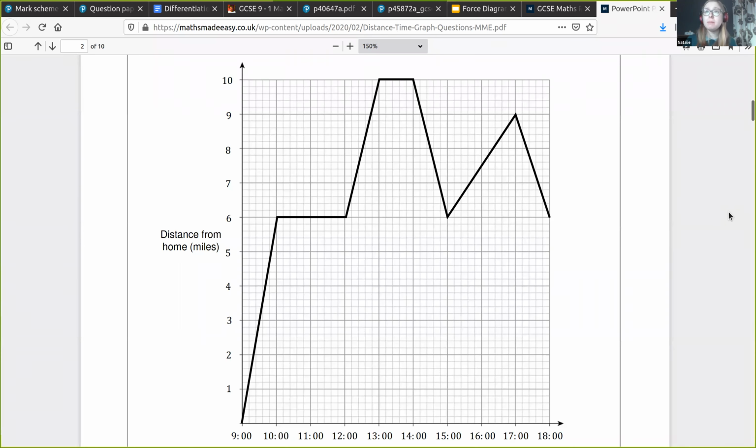From 12 p.m. until 1 p.m., they move from 6 miles to 10 miles. So they move 4 miles over an hour. And so, as we know, speed is distance over time, which is the same as the gradient of the graph. That means that they're moving at 4 miles per hour. Between 1 and 2 p.m., they are stationary again at a point 10 miles away from home.